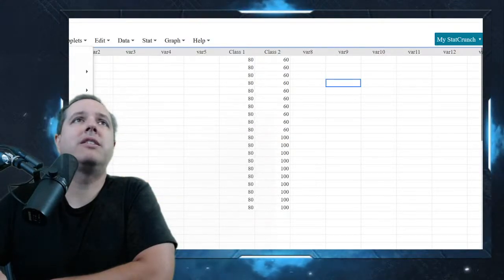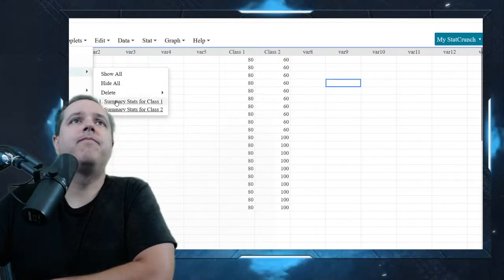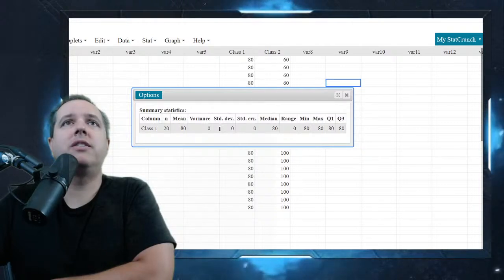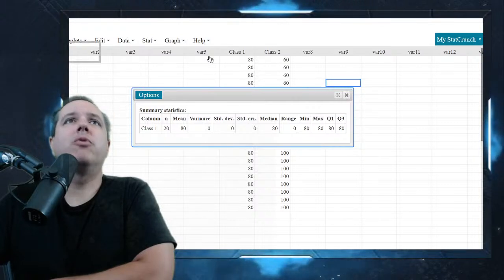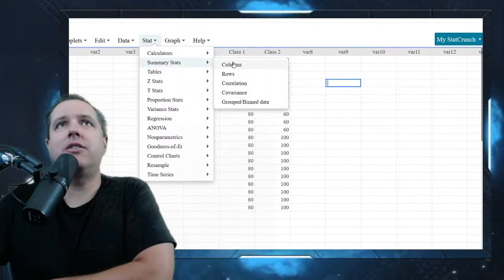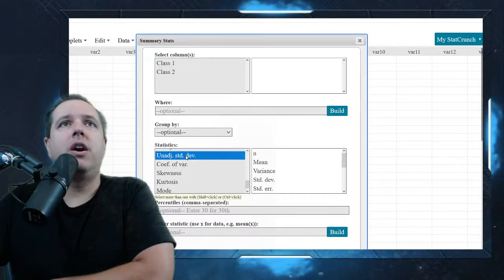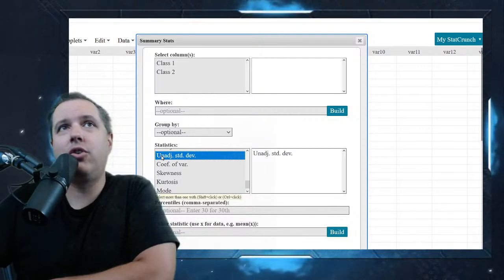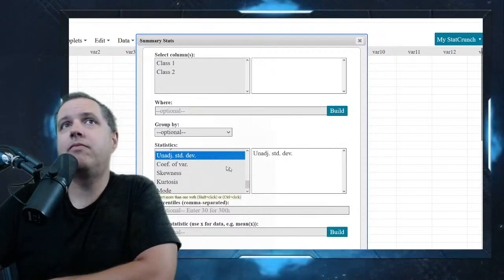When we did this, see how it's giving you your standard deviation and your variance in there? Let me show you also. Let's say we check the stats, summary stats, columns. You've got your unadjusted standard deviation. That's that other one that you're going to occasionally have to look for. Your unadjusted standard deviation, that's the population one.